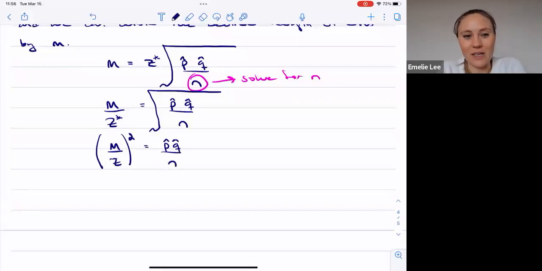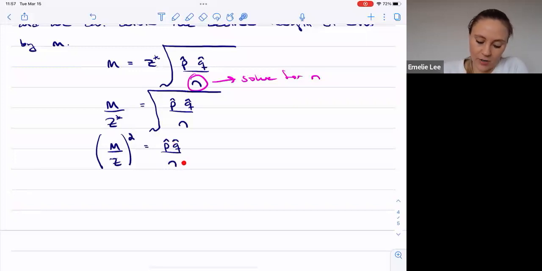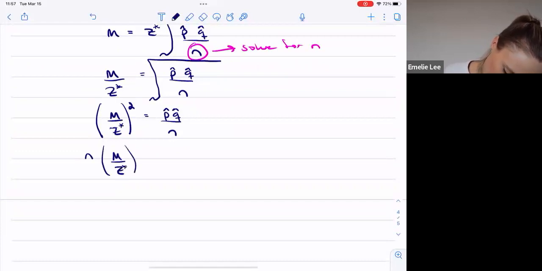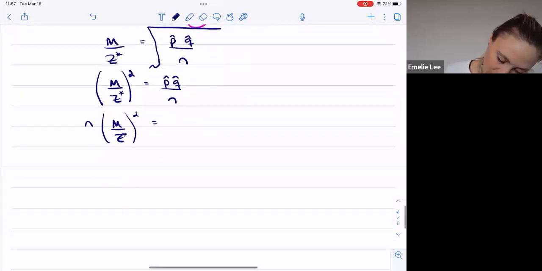I'm going to keep solving, even though I'm running into that problem that I mentioned before where, okay, well, I haven't collected a sample yet, so how on earth am I supposed to have a p hat, right? And we'll talk about, we have two options there, but let's just keep solving for n. So I find the easiest way to solve for n is to multiply it over and then divide this guy over here. So I do kind of a switcheroo here. So I get n times m over z star squared is equal to p hat q hat.